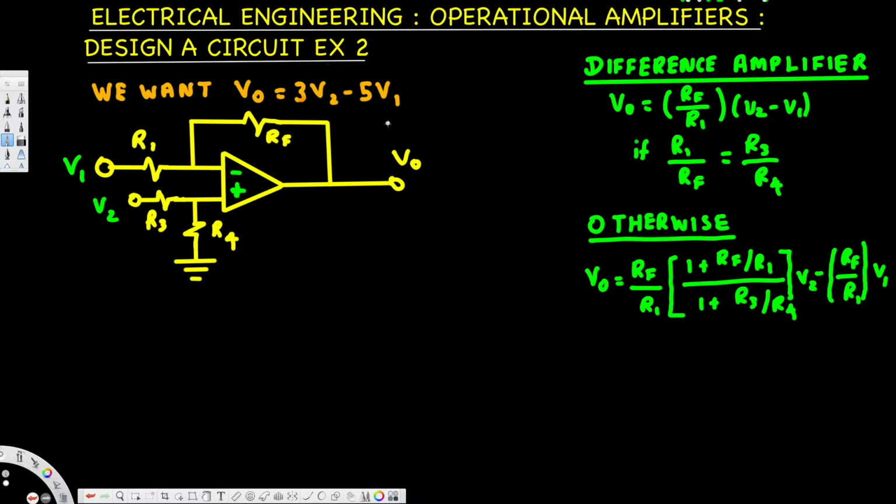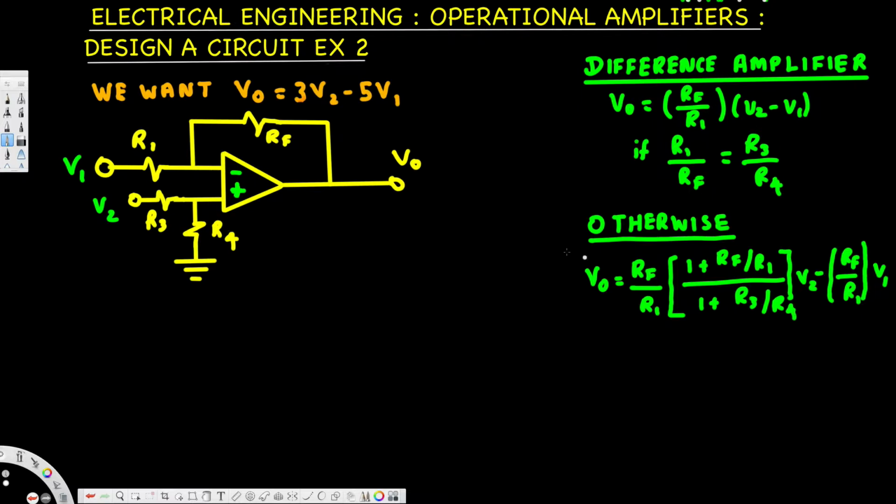When we use a difference amplifier, the voltage output equation is going to be this one: RF over R1 times (V2 minus V1). This is the equation for the output voltage, but it is only true if the R1 over RF ratio is equal to the R3 over R4 ratio. Otherwise we will have this equation: V output is equal to RF over R1 times (1 plus RF over R1) over (1 plus R3 over R4) V2, minus RF over R1 V1.